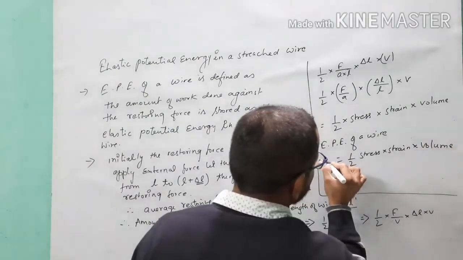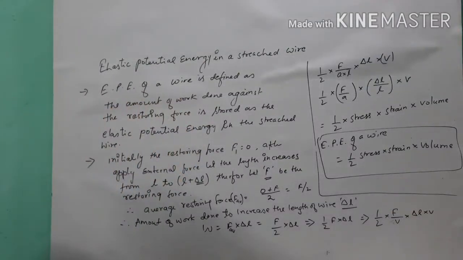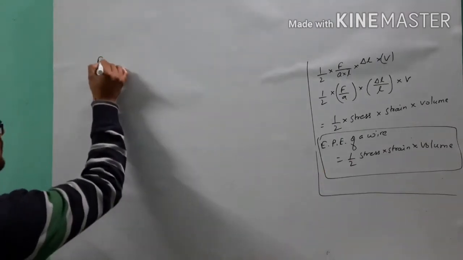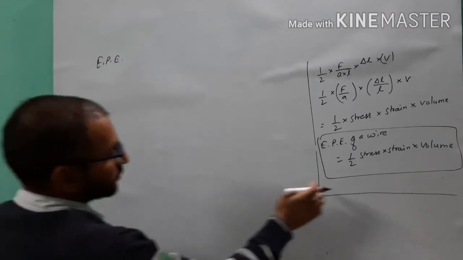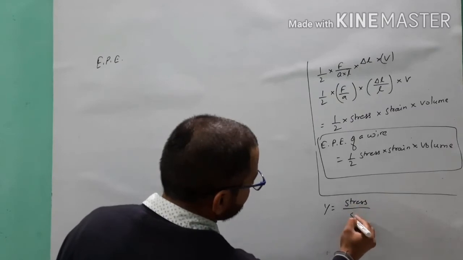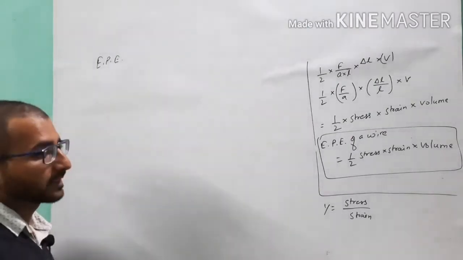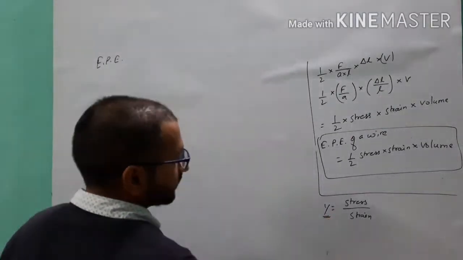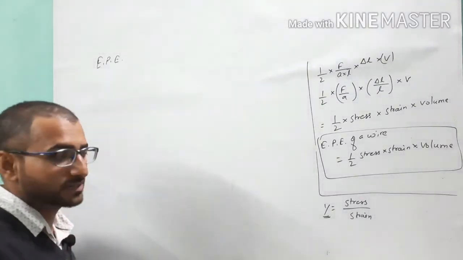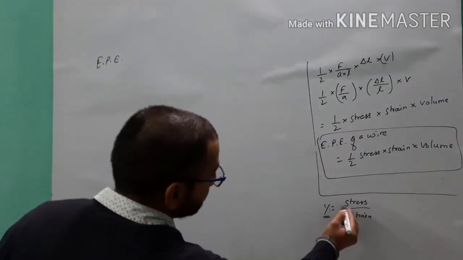If you want to write the other forms of this formula, pause the video and note down. After this, we can write one more formula for this condition, EPE. But before that, understand this formula, Young's modulus Y is equal to stress over strain, because here we are talking about the elastic potential energy of a stretched wire. In case of wire, I will use the coefficient of elasticity Y, which is known as modulus of elasticity or Young's modulus of elasticity. So for this condition, I will use this formula.